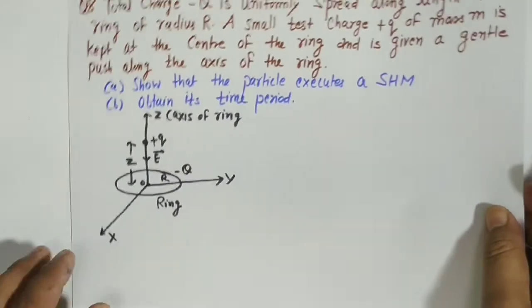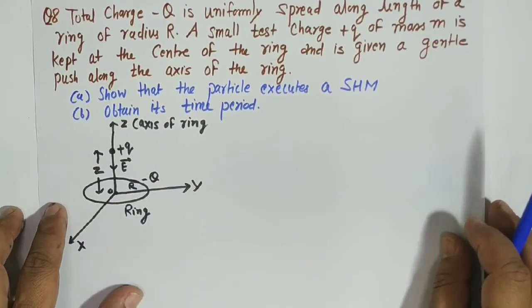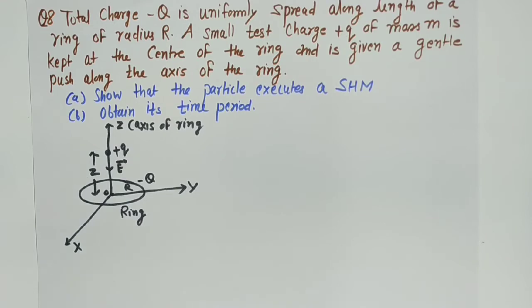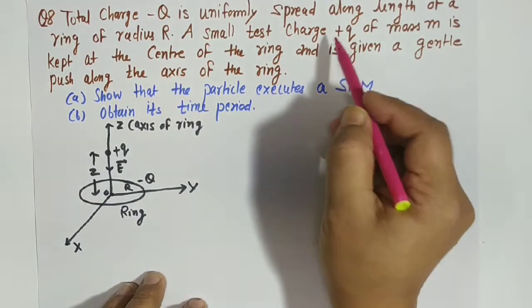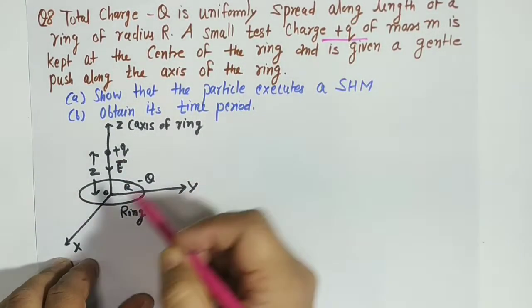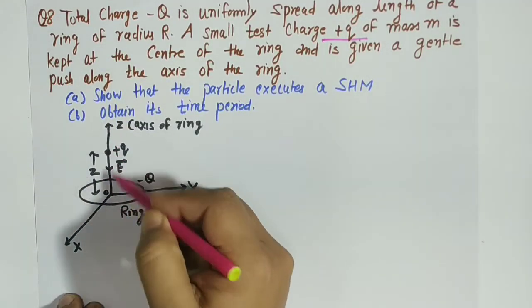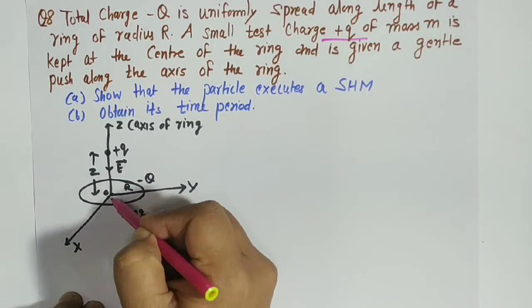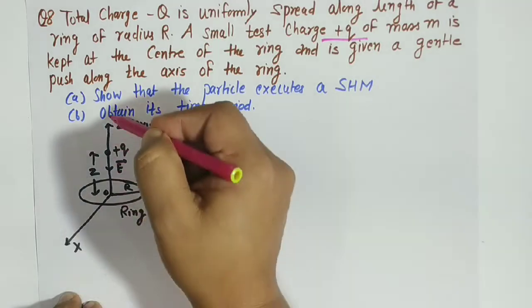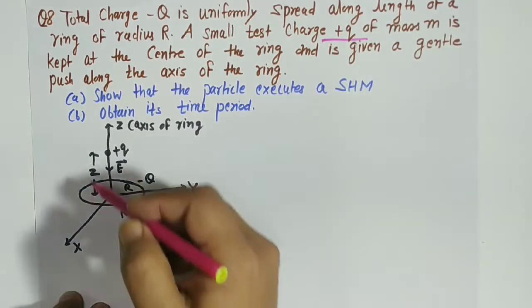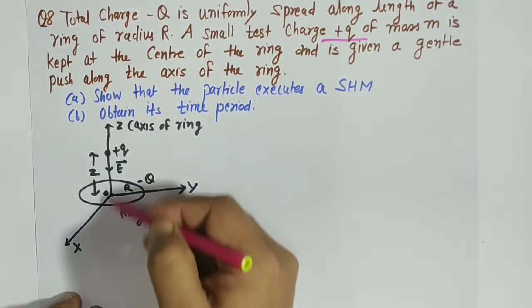Okay, and then I have the last question here, question number 8. Total charge minus q is uniformly spread along the length of a ring of radius r, and a small test charge plus q of mass m is kept at the center of the ring and is given a gentle push along the axis of the ring. This is the diagram. This is the ring with minus q charge. This is the small test charge, and it has been given a push. So it will oscillate. The same question like that, and we have to prove that it executes SHM, and obtain its time period.